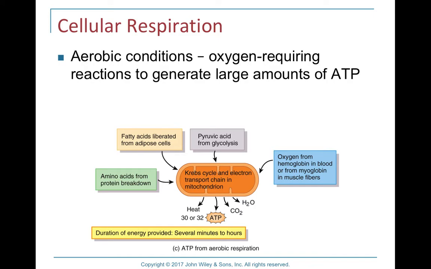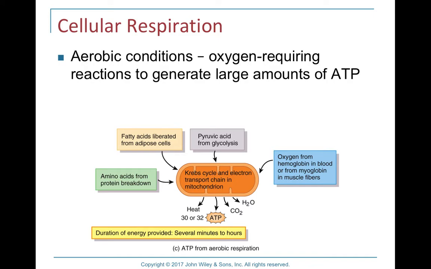And once we are able to provide oxygen to the muscle, we are able to go through cellular respiration. In cellular respiration, we produce large amounts of ATP. So here it's about 30 or 32, whereas creatine phosphate and anaerobic glycolysis both only produce about 2 molecules of ATP each.